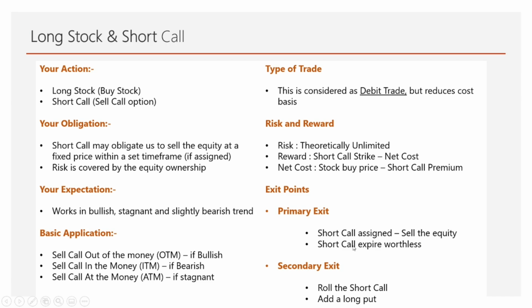If the market goes bearish, say you got a short call at a strike price of $100 and now the stock price is $90, why would the buyer buy it from you at $100 when the market price of the stock is only $90? He won't, right? So the short call will expire worthless, and the premium you collected is all yours. For the secondary exit, you can roll the short call and you can add a long put. We will see the secondary exit in the coming slides.